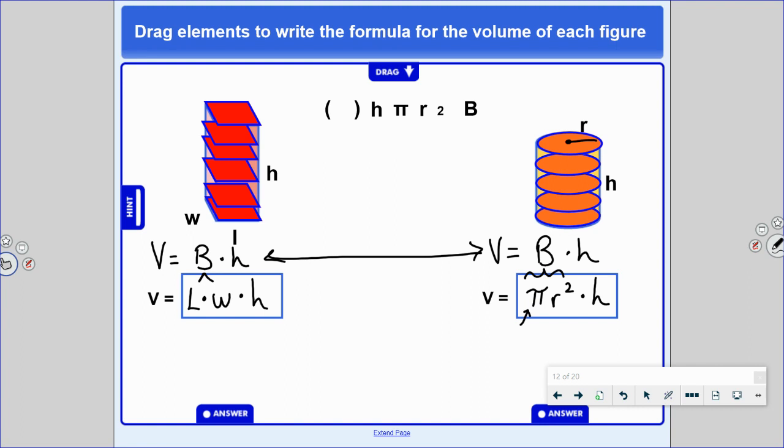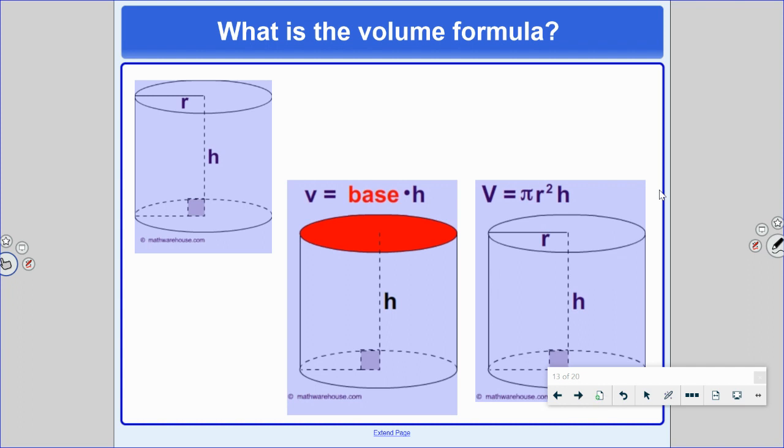For a cylinder, the area of the base is pi radius squared, the area of the circle, times the height as you stack those circles up. Now pause, rewind if you need to watch that again. I just want to review.